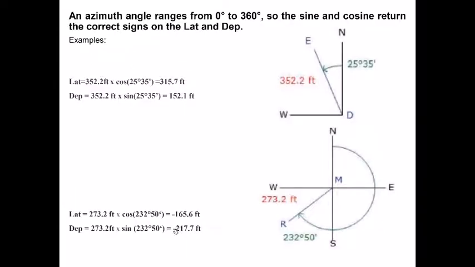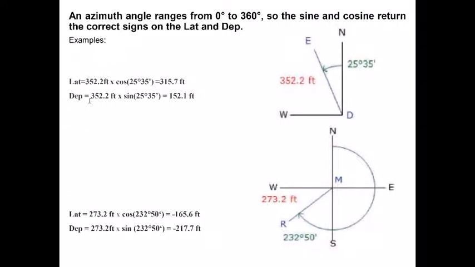So let's see two more examples. In the first case, we have survey line DE, and as you can see over here, it is not the azimuth, it is the bearing, because it is anti-clockwise. So in order to calculate that, we'll have the length, which is 352.2 feet, multiplied by, for latitude, cos of 25 degrees 35 minutes, and you get this. Now, since it is in the north, this will be positive.